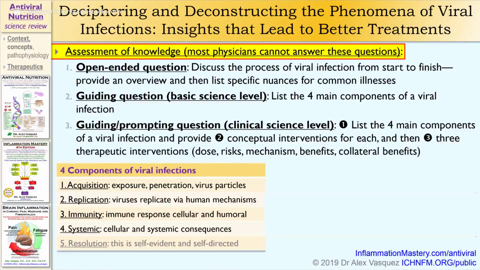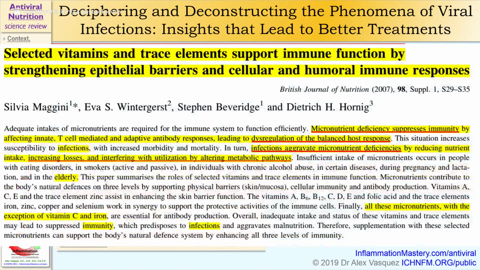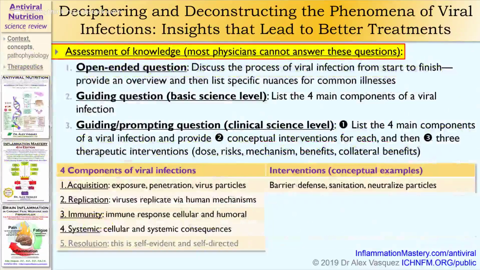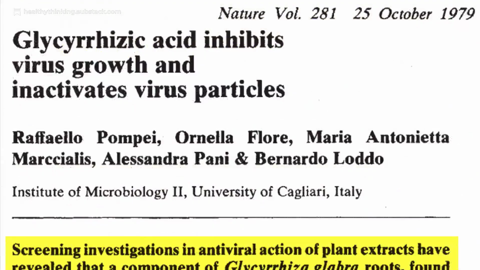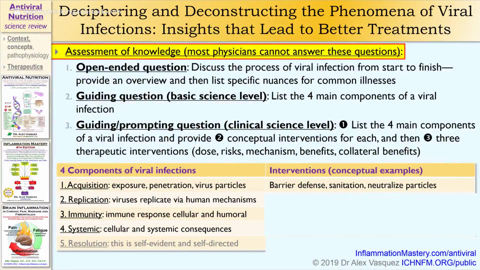are addressed therapeutically. So how would we address each of those components from a preventive or interventional standpoint? Well, we can address the acquisition and penetration of that virus by improving barrier defense and, of course, including sanitation, whether that's plumbing or hand washing. We can also neutralize those virus particles through the use of certain nutrients and botanical medicines, such as licorice, for example, also zinc ions, which are applicable in some clinical situations.